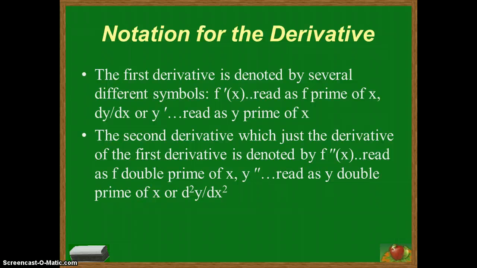Notations for our derivative. First derivative is noted by several different symbols. They all mean the same thing. We've already used this one, f prime of x, okay, or dy dx, which means the derivative of y with respect to x, or y prime of x. There are several others, but these seem to be the most common. Second derivative, which is just the derivative of the first derivative, is denoted by f double prime of x, or y double prime of x, or d2y over dx squared.